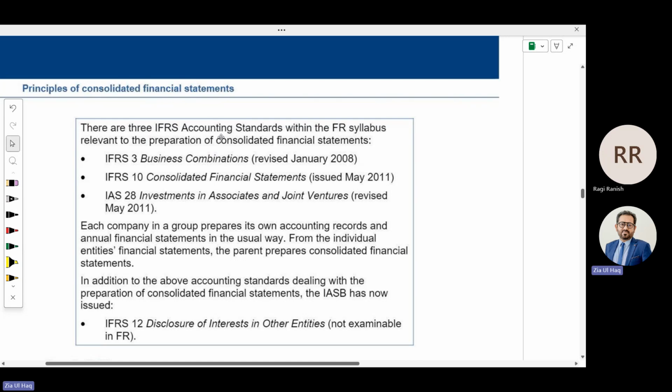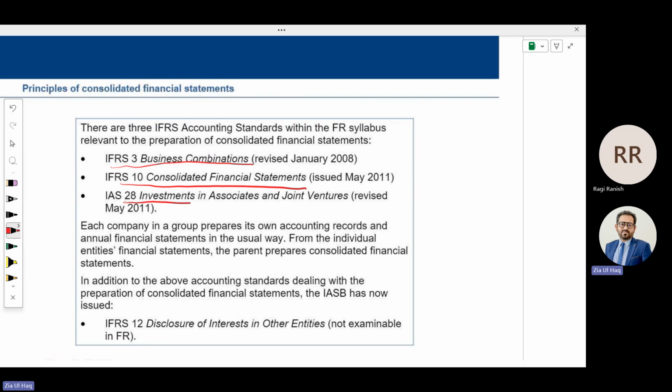There are three IFRS accounting standards in case of consolidation. One is IFRS 3, business combinations. This standard provides how to calculate the fair value of consideration paid, which we have studied so far in case of shares and contingent consideration. IFRS 10 is about consolidated financial statements, meaning we need to record goodwill as an asset, non-controlling interest, and the parent's retained earnings. Other things we just need to add up.